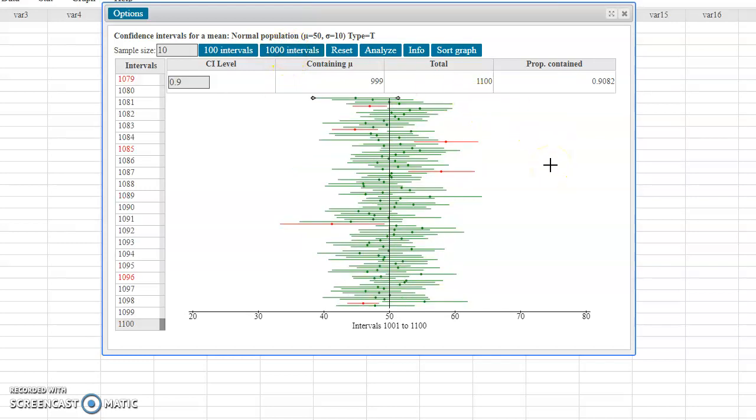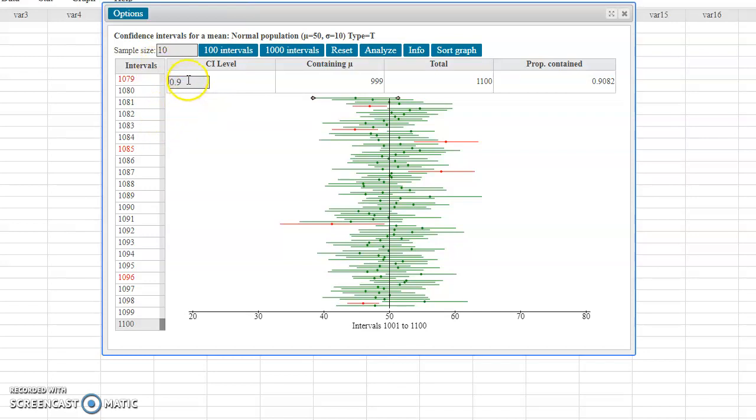If we do 1,000, we got 909 green ones, and the rest were red. So that's a percentage of 90.82% of our simulated confidence intervals containing the mean. And we expect to get 90%. That's theoretical.